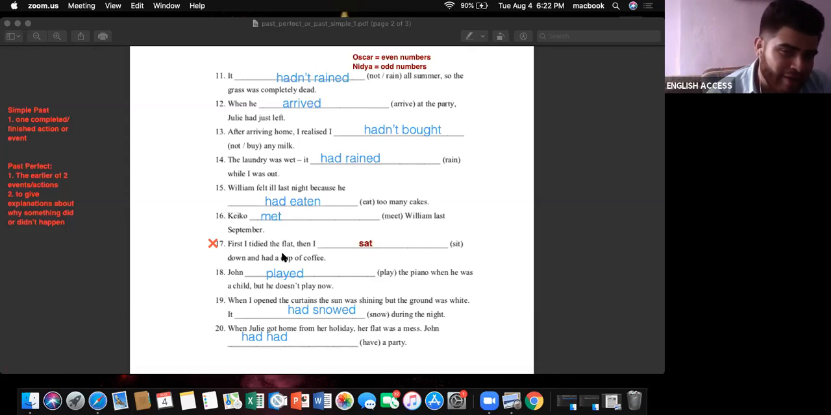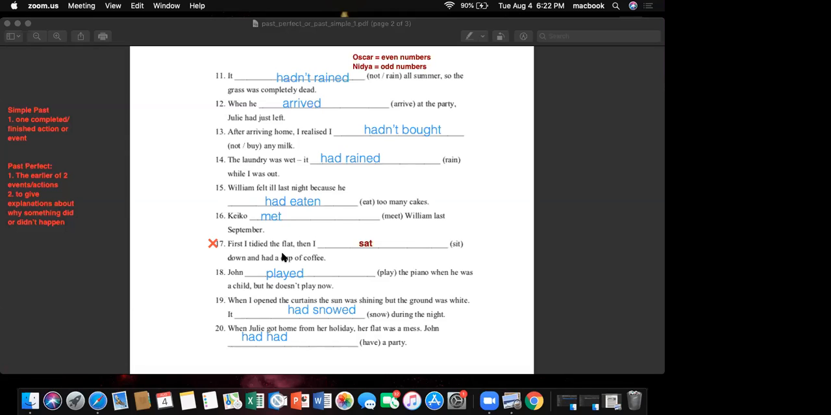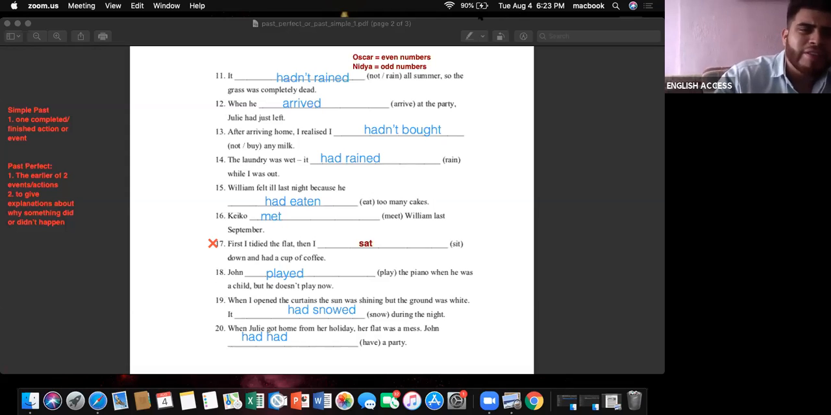Now, it would be different if you said "first I had tidied up the flat," because that is the first event, and that's okay. But in all other cases, it is not okay. So how do you feel about the simple past and past perfect? You had one or two mistakes. That's good. And the other 20 questions, you got them correct.